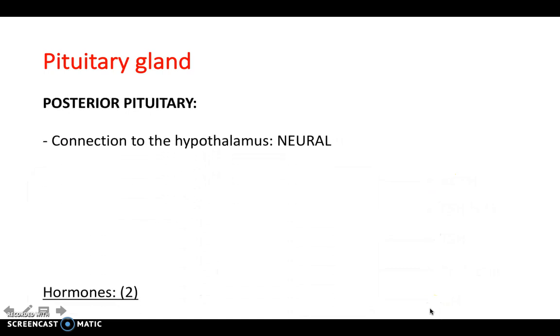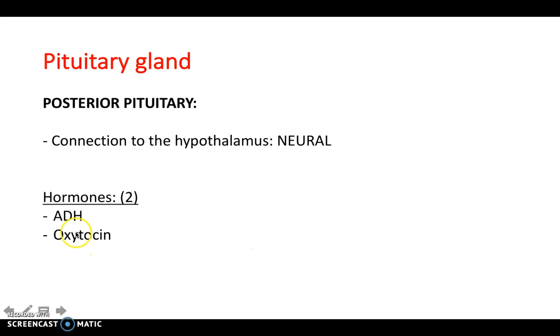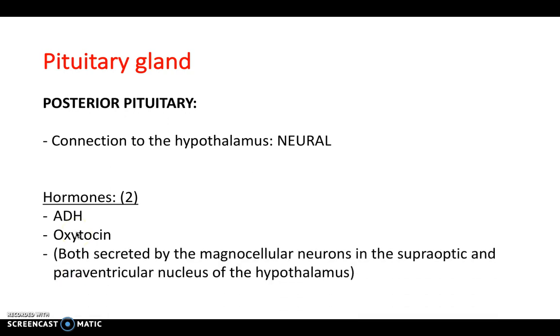And this can be done from the posterior pituitary as well. However, you've just got to think this is a neural connection, and actually the ADH and oxytocin is synthesized within the hypothalamus, and the posterior pituitary just acts as a connecting station before passing out to the rest of the body.